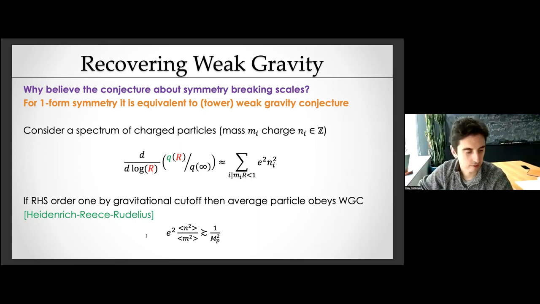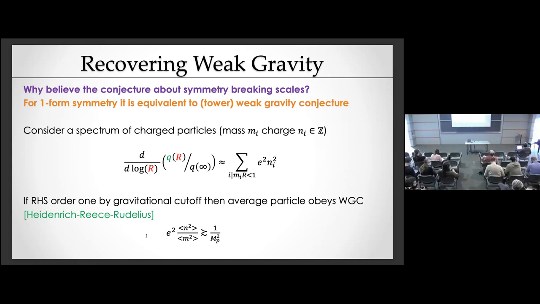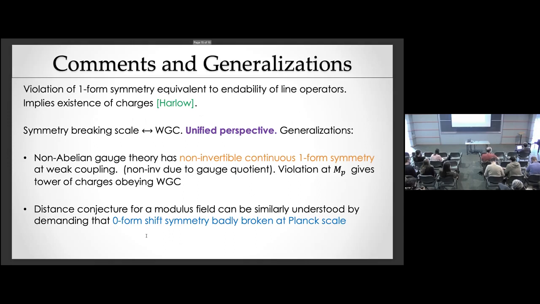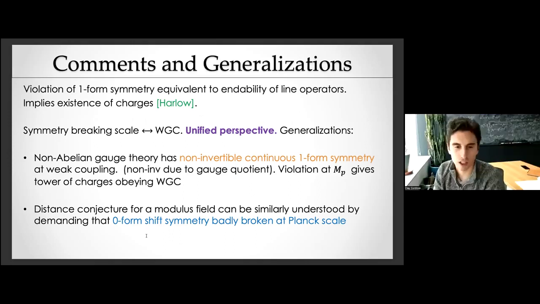Okay. Hi, Clay. I wanted to ask, you said that you have an argument also for weak gravity in the case of Abelian theory with some non-invertible symmetry. What is this non-invertible symmetry? Is it just like the fusion of Wilson lines? Yeah, thanks for the question.